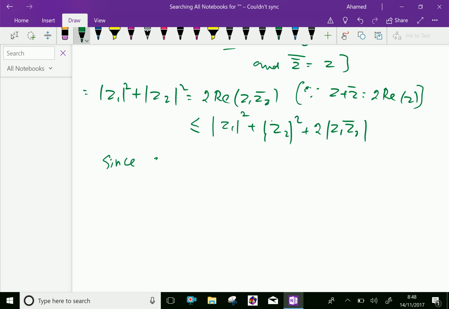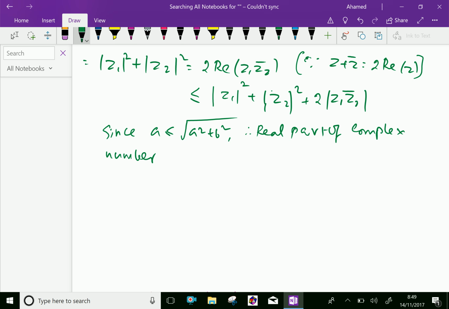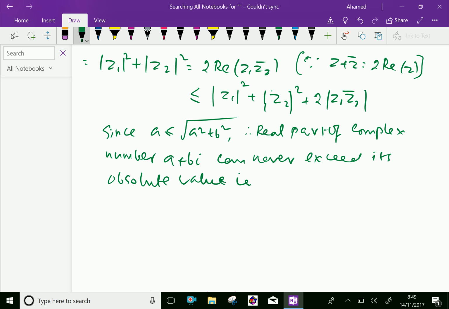Why? Because a is lesser or equal to square root of a square plus b square, therefore we can say the real part of a complex number a plus bi can never exceed its absolute value. That is, real part of z is always lesser or equal to modulus of z.